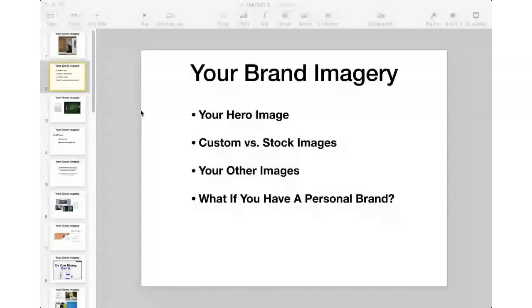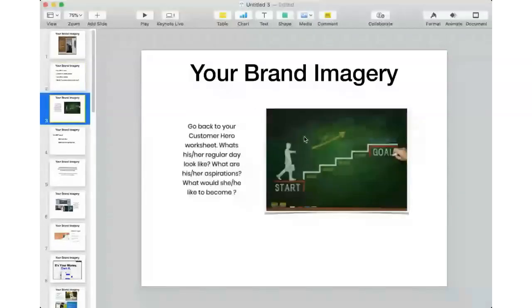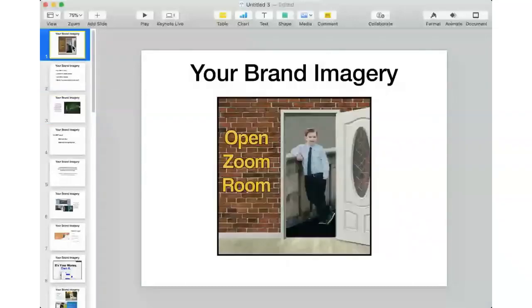All right, let's jump in here and talk about this hero image. The thing to remember as we focus on the brand imagery is this: you want to go back to your customer hero worksheet because you want to have your customer in mind when you start thinking about what to use for the image or images that are going to represent your brand. I want to make sure that you focus your attention on that customer hero worksheet. What does that person's regular day look like? What is their in and out, coming, going, all of that?